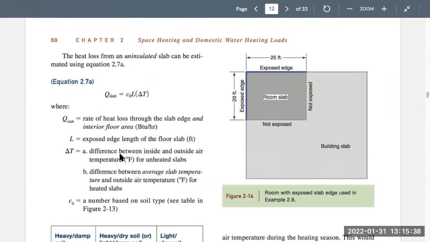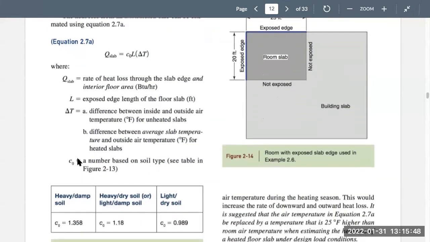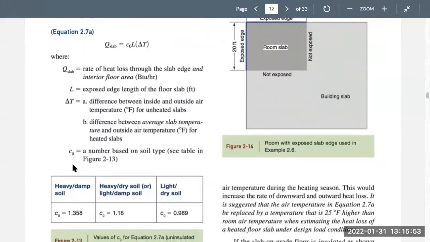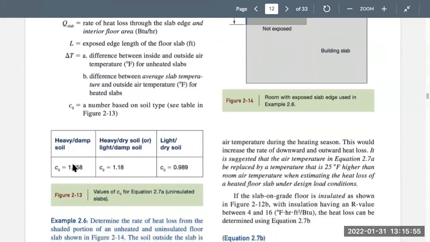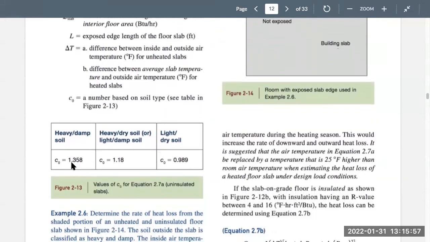The difference between the inside temperature for an unheated slab, and then B if you had a heated slab, which we're not looking at. And then C with the subscript of 0 is dependent upon the type of soil that you have. So you have soil that can be heavy or damp, heavy or dry, or light or damp, or you can have light or dry soil. So let's look at an example.